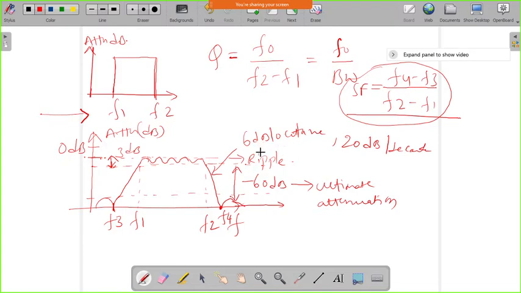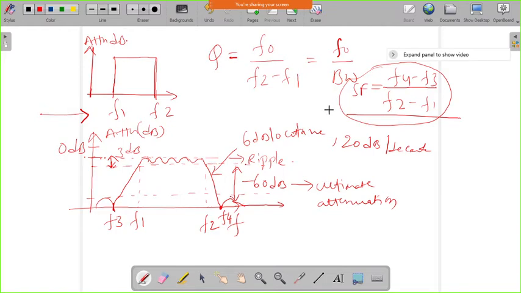Okay, so now if I take the ratio of the shape factor in terms of attenuation, you can see here that the maximum attenuation between F4 and F3 is 60 dB, and between F2 and F1 it has a maximum attenuation of 3 dB. So in terms of attenuation, the ratio is 60 dB per 3 dB.